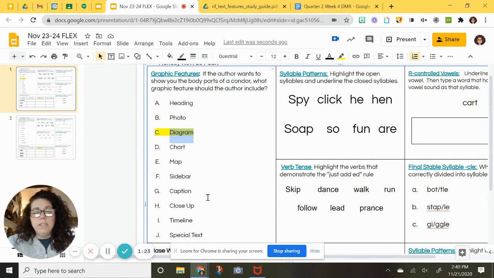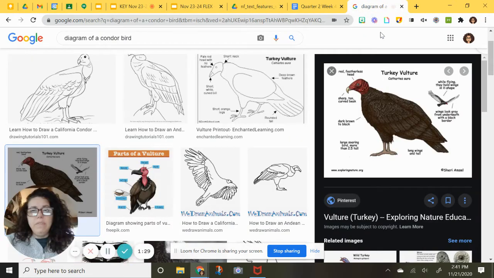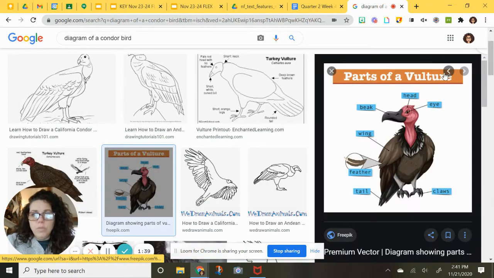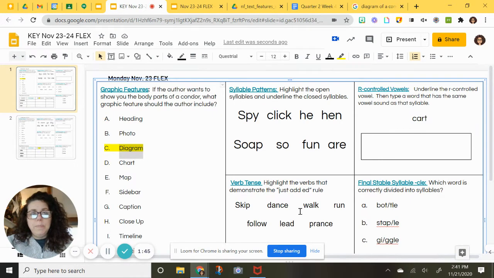I'm going to pause for a second and see if I can actually find a diagram. Okay, I wasn't able to find a diagram of a condor, but here is a turkey vulture, and as you can see, it has the body parts labeled. Here's another one. Good examples. Here's another one. Very simple. Okay, so I would use that. You only mark one answer on that.